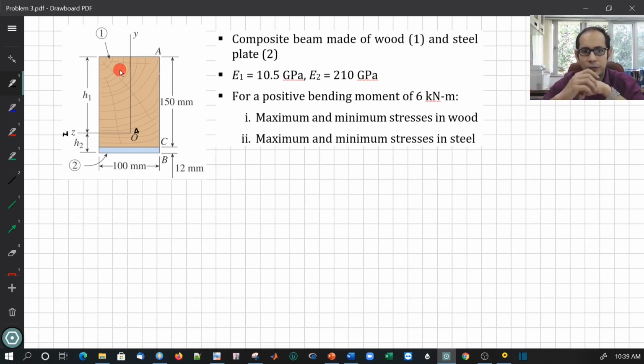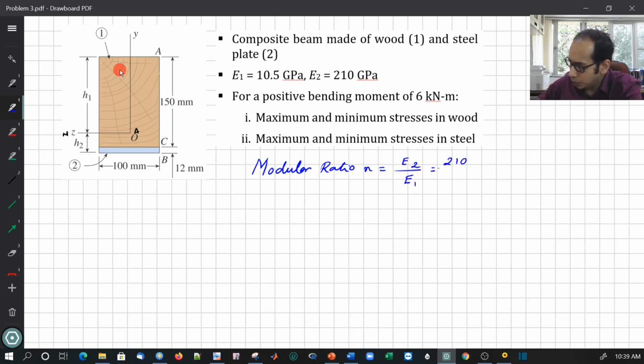For that we have to calculate, remember, first the modular ratio. So let us calculate the modular ratio over here. n is simply E2 divided by E1, so that is 210 divided by 10.5. If you calculate this, what you essentially get is 20. So my modular ratio n is 20. I have calculated my modular ratio over here.